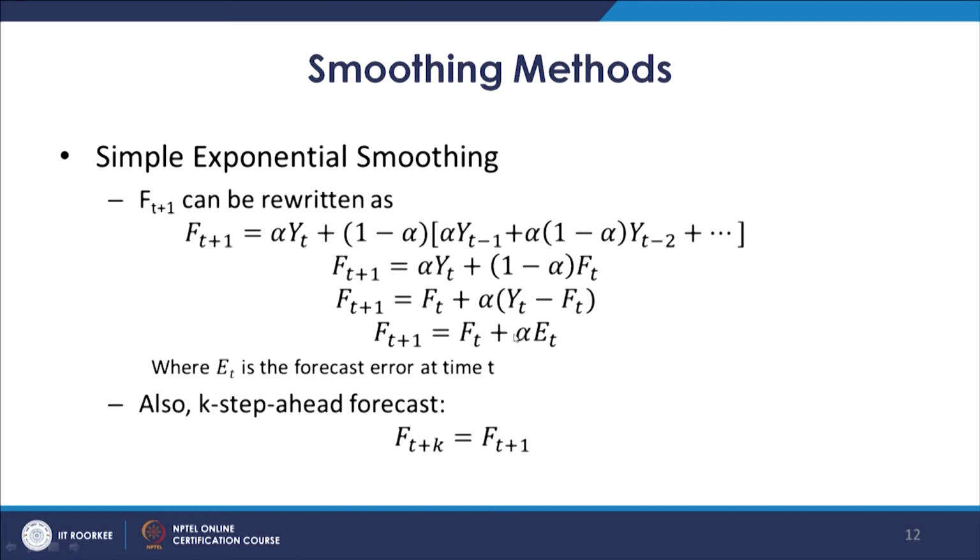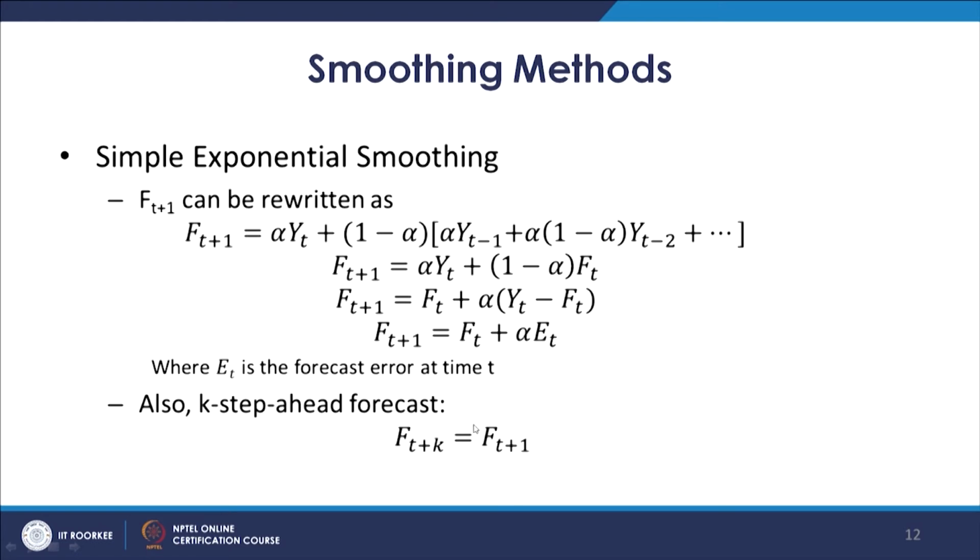Alpha being the smoothing parameter decides the rate of learning. This learning is coming from this error component, and how much learning is to be done to be able to make the forecast. So we can see from here.